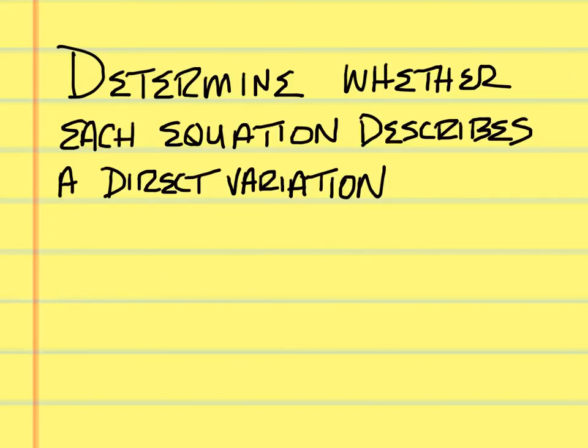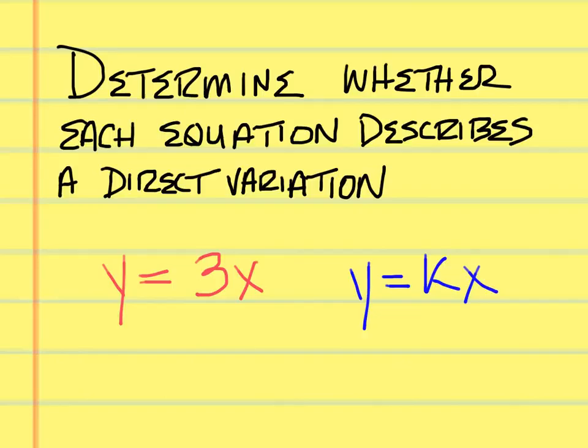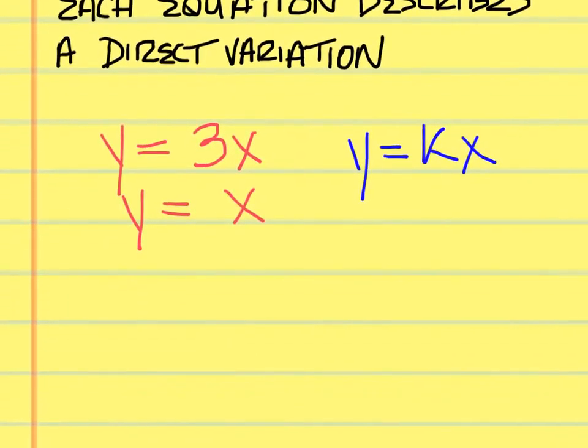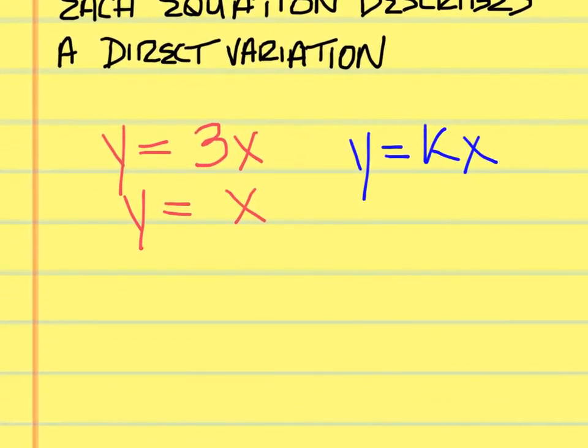So your first objective is to determine whether each equation describes a direct variation. I'll leave that up there so you can copy it or read it. While you're doing that, I can give you a couple of small examples. Usually something like this, y equals 3x. That's a direct variation because remember, the general equation is y equals kx. So all you've done is put a 3 in place of k. That's a direct variation. y equals x. That's a direct variation.